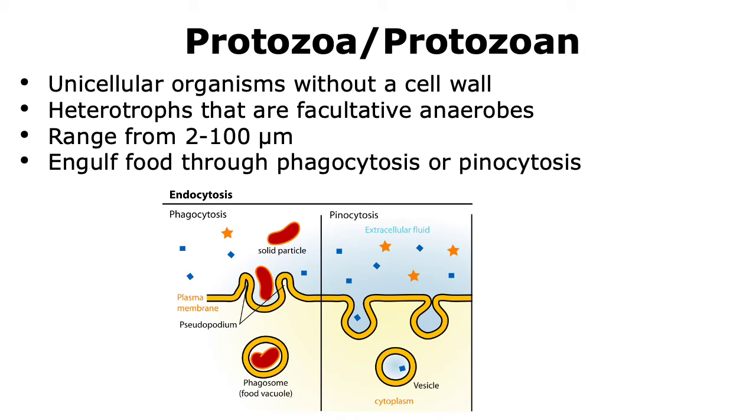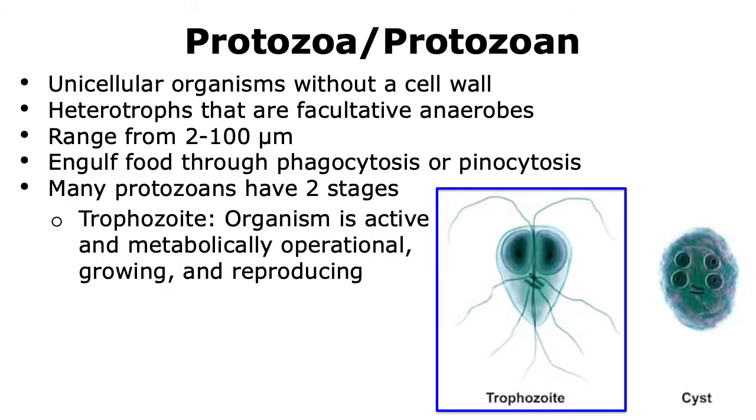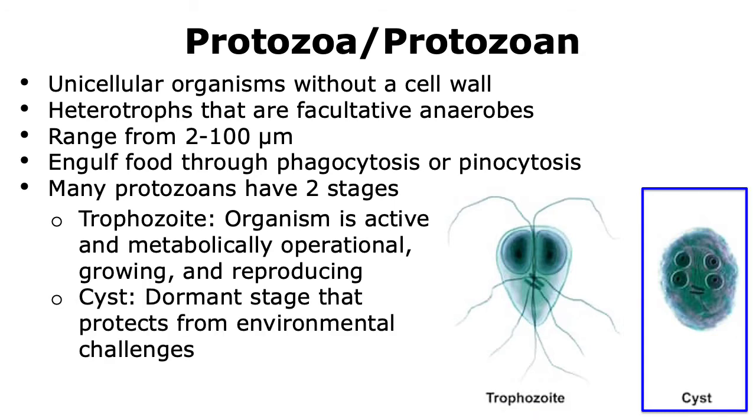They engulf food through the process of phagocytosis or through pinocytosis. And when we look at the stages of protozoans, some of them can have two stages. One stage is called the trophozoite, and in this case, the protozoan is active and metabolically operational. It can grow and reproduce. However, there is another stage, which is the cyst stage, and in this case, the protozoan is dormant, and it's able to protect itself from environmental challenges.